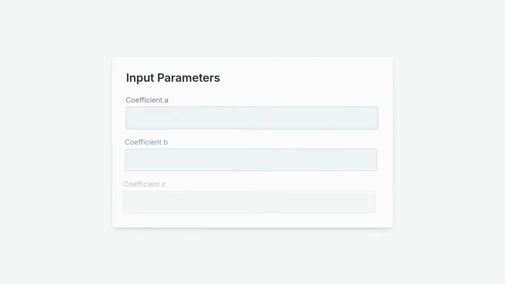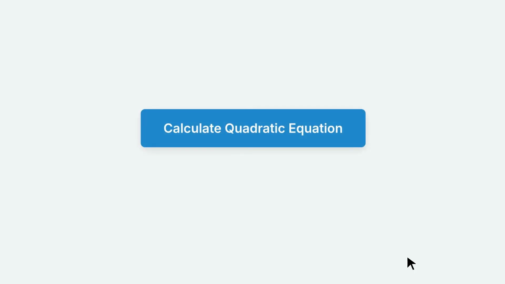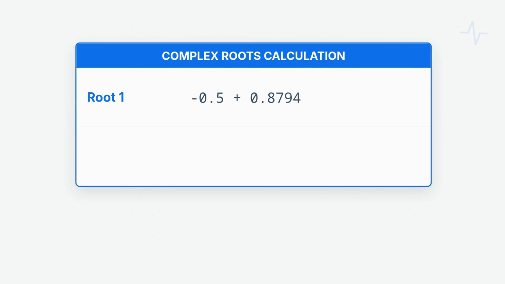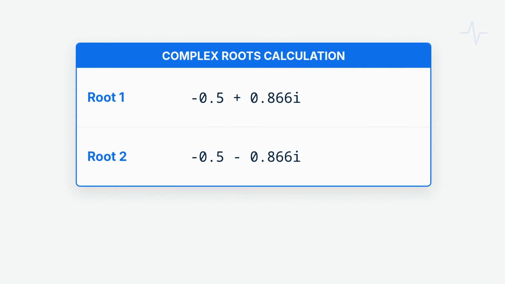For this demonstration, I'll enter 10 for coefficient A, 10 for coefficient B, and 10 for coefficient C. Now I'll click Calculate Quadratic Equation. Here are our results. The discriminant, calculated as b squared minus 4ac, equals negative 300. Since this is negative, we know we'll have complex roots. Root 1 is negative 0.5 plus 0.866i, and root 2 is negative 0.5 minus 0.866i.